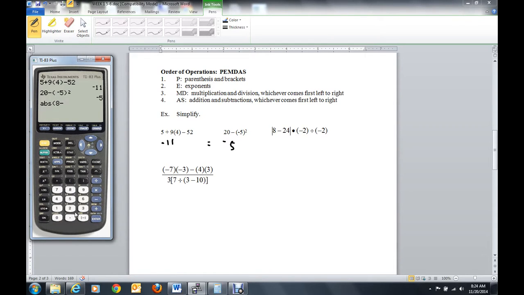So then we'll type in 8 minus 24 inside parentheses. So this is saying the absolute value of 8 minus 24 times, parentheses, negative 2, close, divided by, parentheses. Make sure you use those parentheses. And we do get 16.